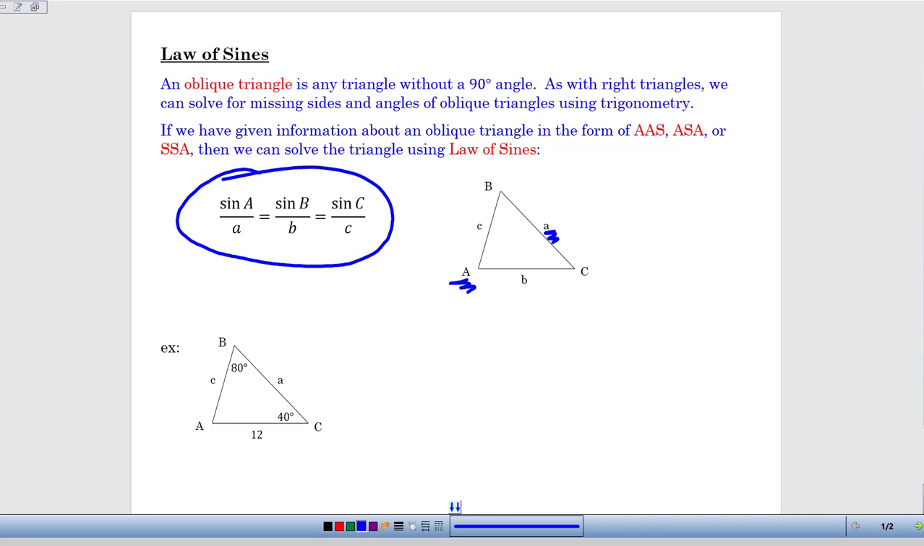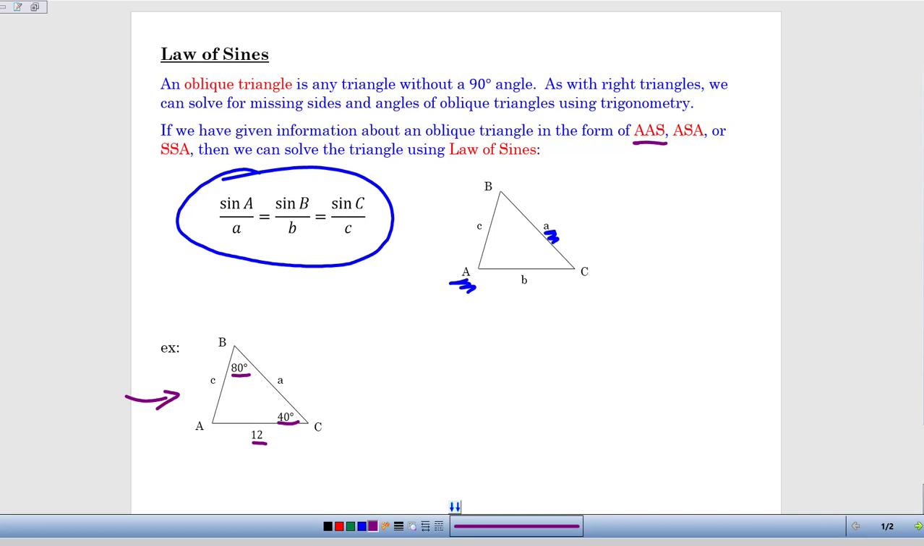But we have to be given the information in a couple specific formats for us to be able to use the law of sines. So we either have to be given angle, angle, side, meaning two angles, and then a side that is not in between those two. That's what we see in this first example here. So you can see that we know two angles. We know the 80-degree angle and we know the 40-degree angle, and then we know a side length, this 12 right here, that is not in between those angles. So that's what we call angle, angle, side.